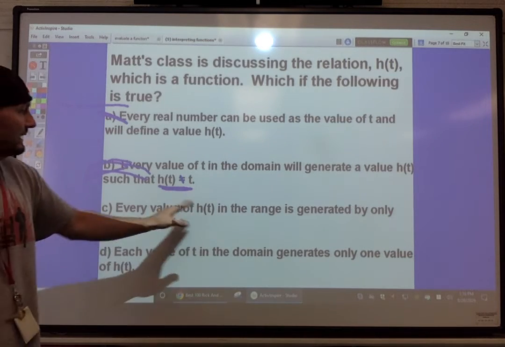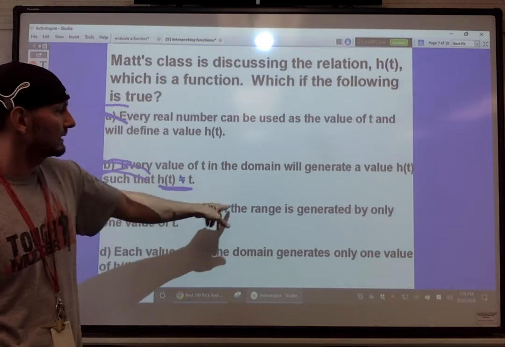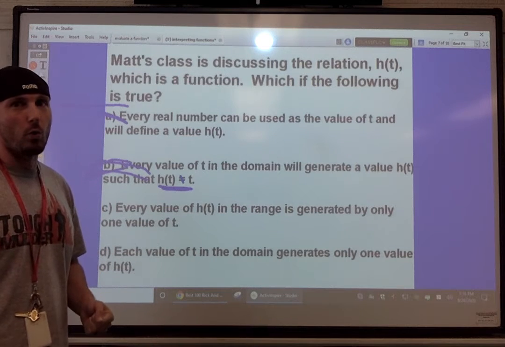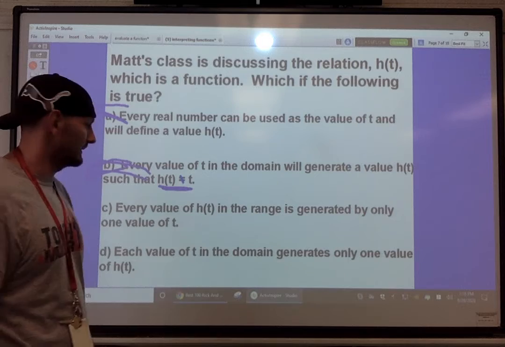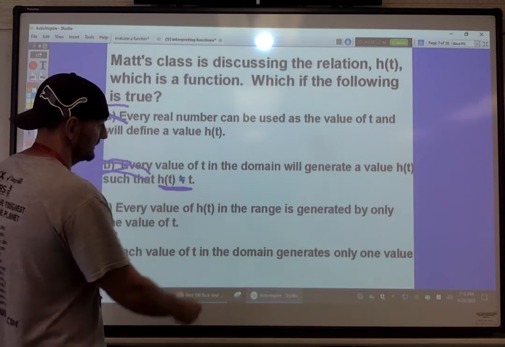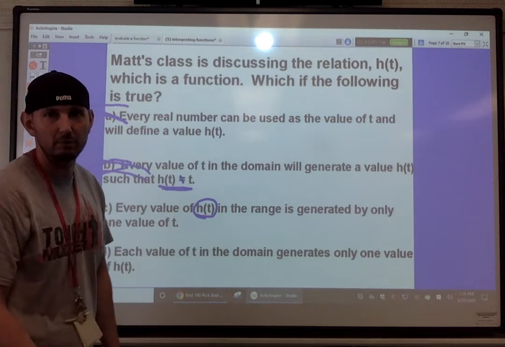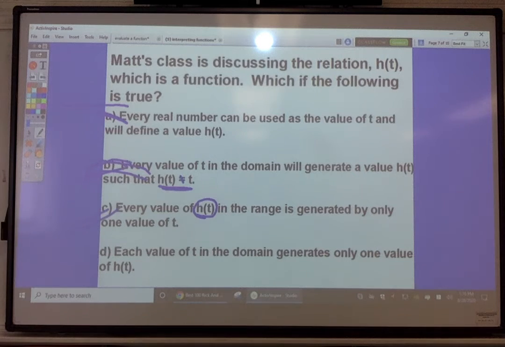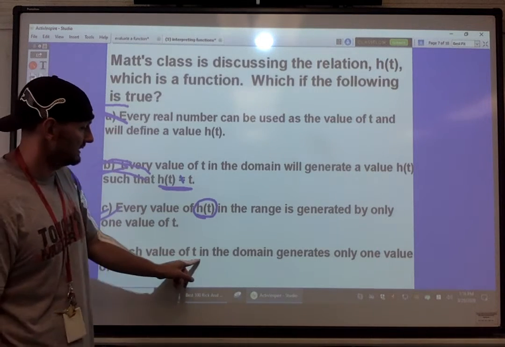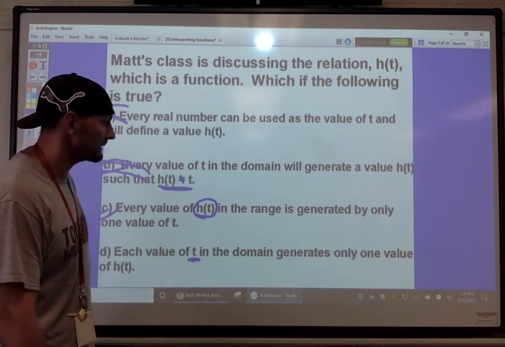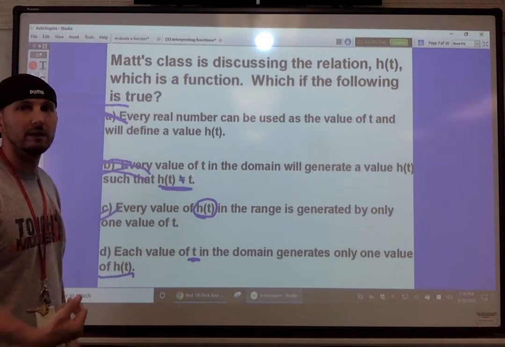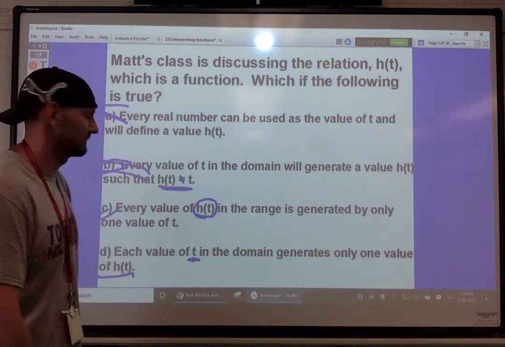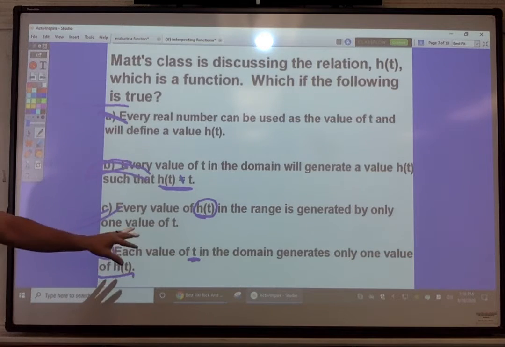So every value of h of t, that's your y value or output, in the range is generated by only one value of t. Oh, my friend, that is close to right. But h of t, the y value, the range can repeat. Different inputs can produce the same output. So close. Each value of t, each input or x or domain, generates only one output. That is true. That's the definition. Each input generates only one output. So D. It's just written a little differently.